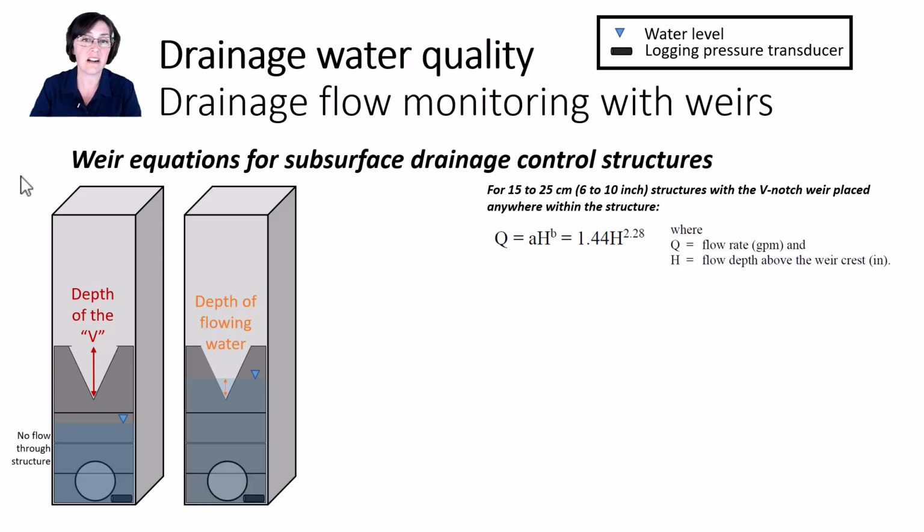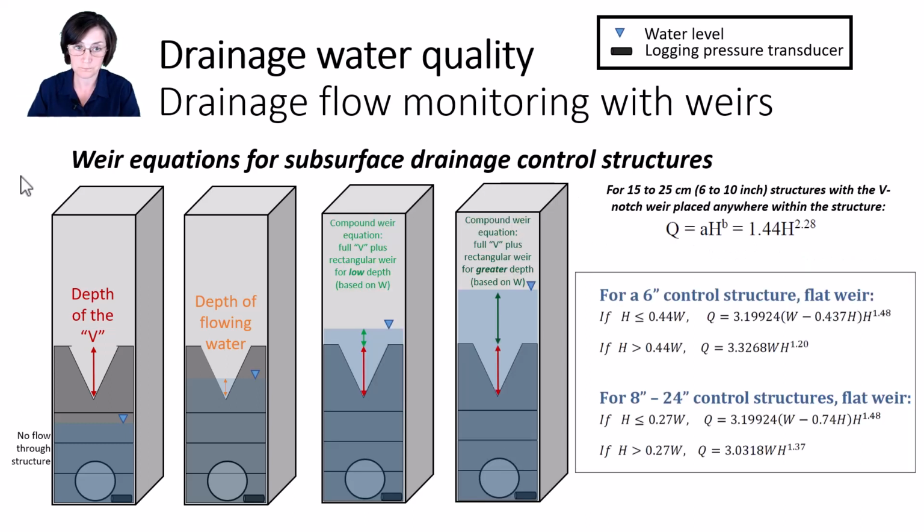In the second scenario, the water level in the control structure is deep enough to be flowing over the weir. So similarly, you would use the V-notch weir equation. Remember though, H in the equation is not the total depth of water from the bottom of the control structure. H is only the depth of water flowing through that V. This H is illustrated with the little orange arrow.